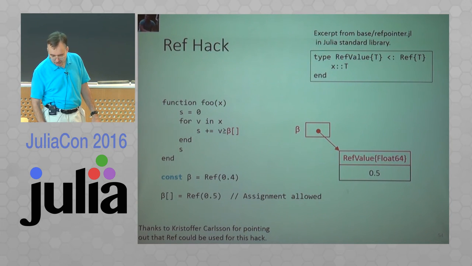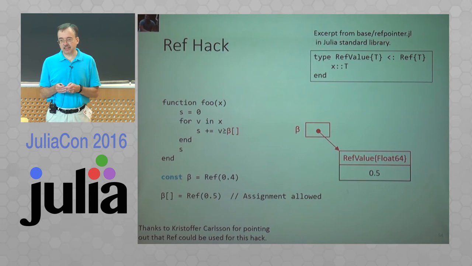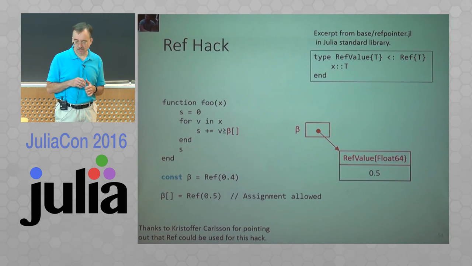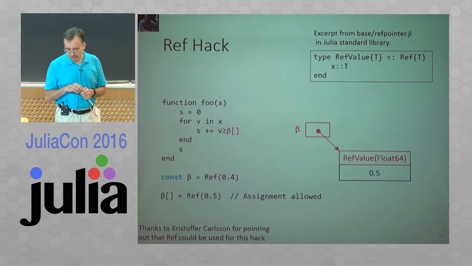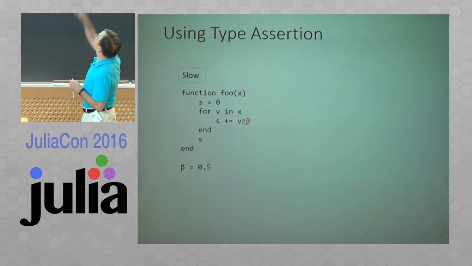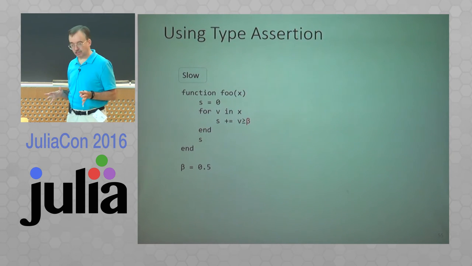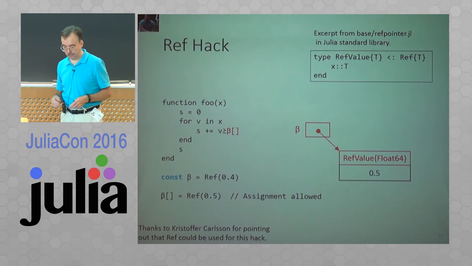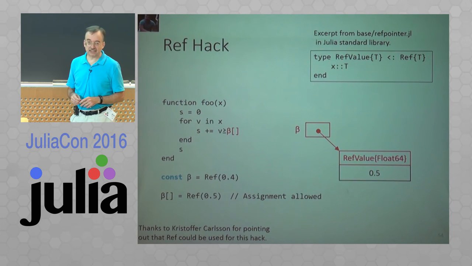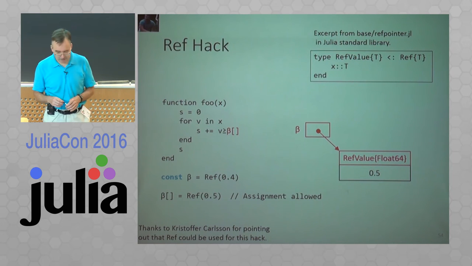So what I get out of that is beta is a pointer. But the compiler knows it's always a constant pointer off to a boxed value. Right now I think the compiler always boxes it currently, but certainly semantically it behaves as if it was a boxed ref value. The part in red is the part that the compiler knows will never change. The part in black is the stuff that could change.